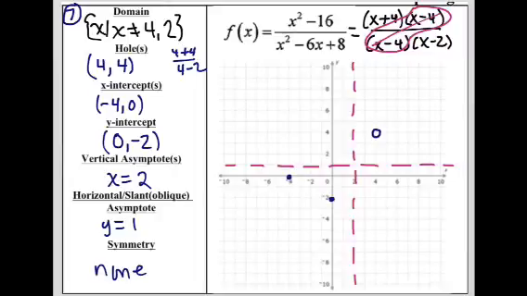With the two dots on the left, I'm just going to connect them with a smooth curve going towards the asymptotes. On the right side, same thing. From that hole, I'm just going to draw the branch, and that's it.